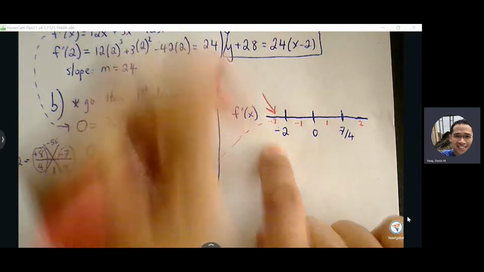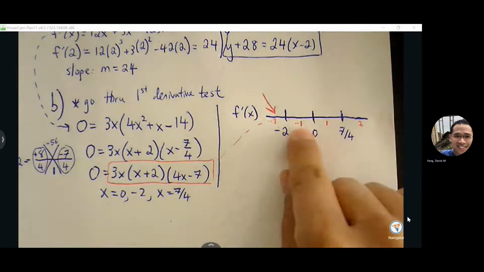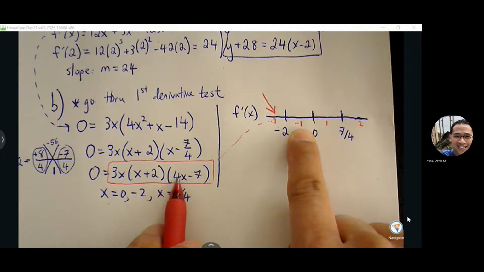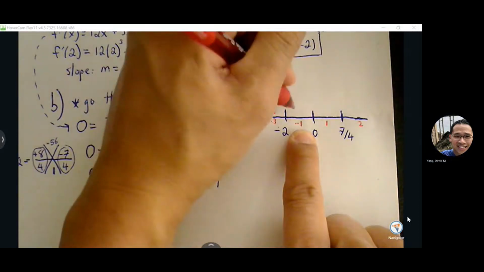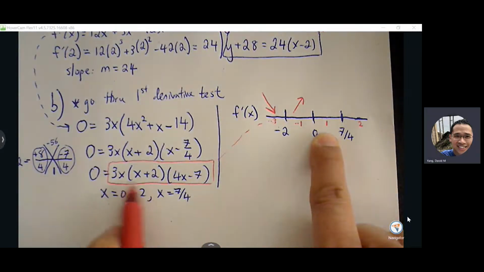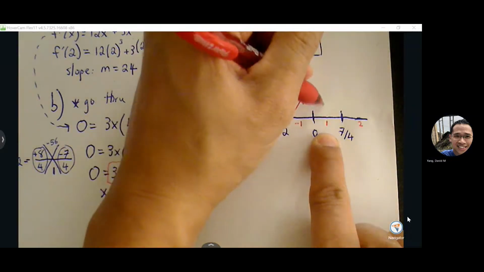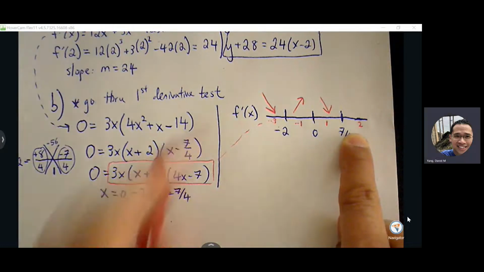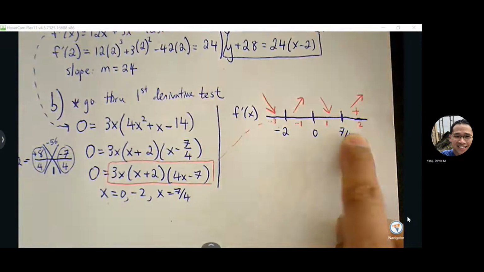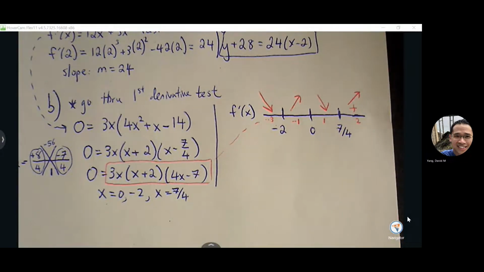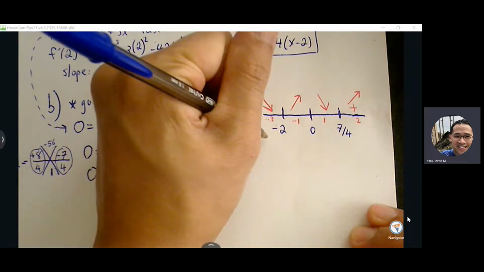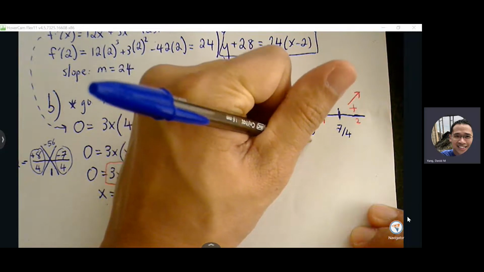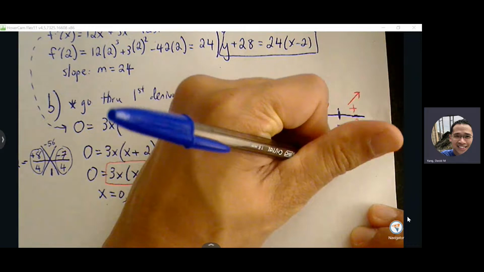I know my graph is going to be falling. -1 in for x: negative, positive, negative. Two negatives gives me positive. Then positive, positive, negative. Then positive, positive, positive. So we have an idea how the graph's going to look, right? The graph's going to fall, rise, relative max, fall, relative min, rise.